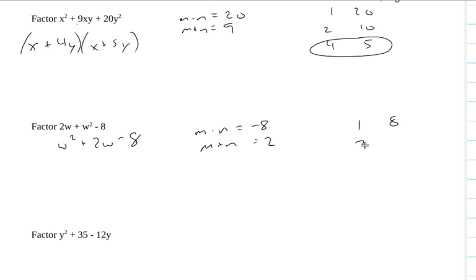So 1 and 8, 2 and 4. We want the product to be negative, so let's try this. Looks like that's a sum of 7, that's a sum of 2, that's the one we're looking for. So we get w minus 2 times w plus 4.